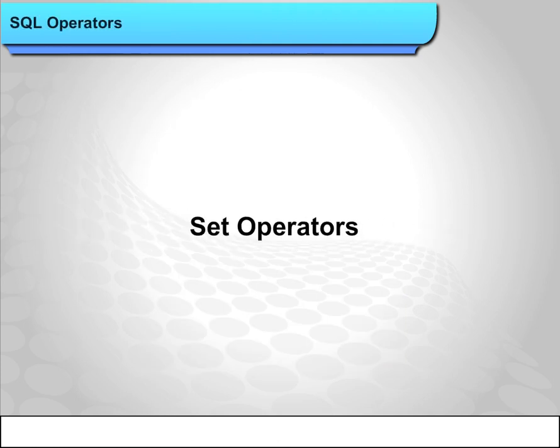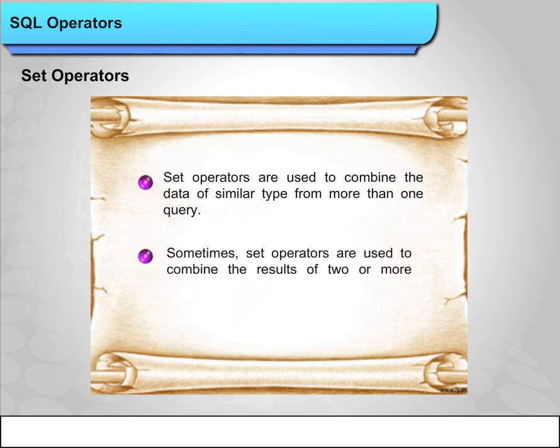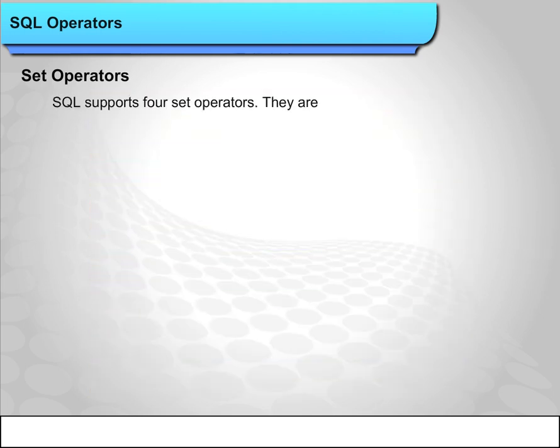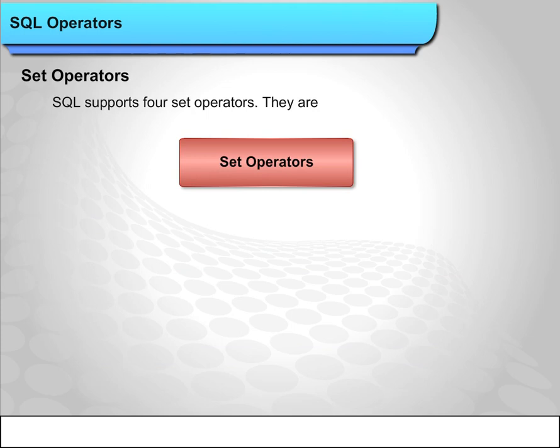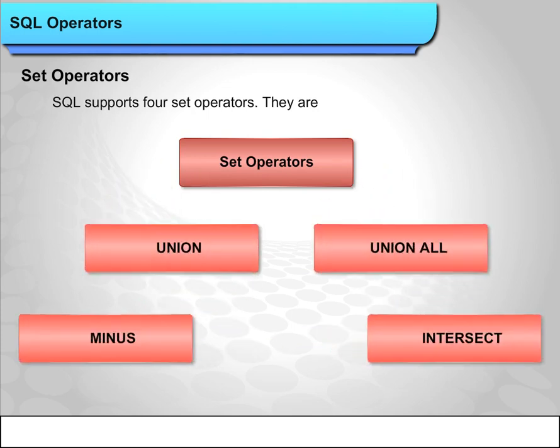Set operators. Set operators are used to combine the data of similar type from more than one query. Sometimes, set operators are used to combine the results of two or more select statements into a single result. SQL supports 4 set operators. They are union, union all, minus, intersect.